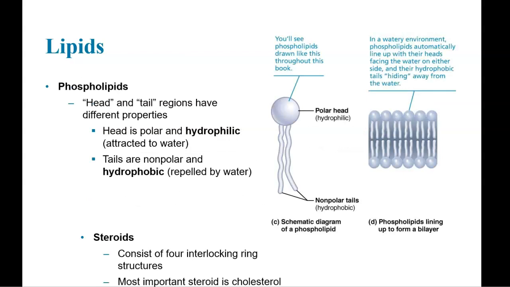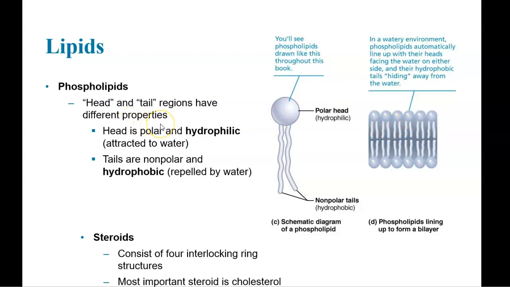Then there's other things like phospholipids. Phospholipids are something you usually see forming some type of layer. You've probably heard of a phospholipid bilayer. So it's two layers of phospholipids, like the one you see here in this diagram.